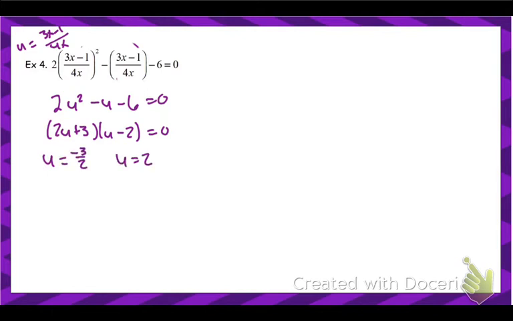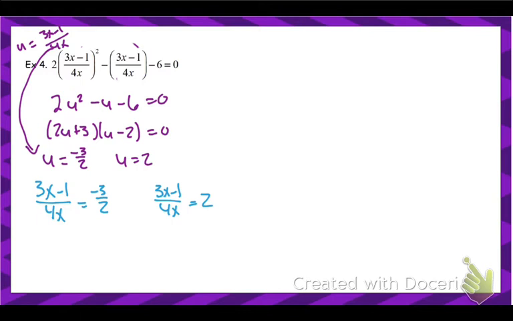Now again, this is the reason why I don't use x, because you may think you're done at this point. I haven't solved for x, I've only solved for u. And we don't care what u is, all right? We care about what x is. So now I'm going to go back and replace what I originally substituted. So (3x minus 1) over 4x is equal to negative 3 over 2. And (3x minus 1) over 4x is equal to 2. And now I just have two pretty simple rational equations to solve.